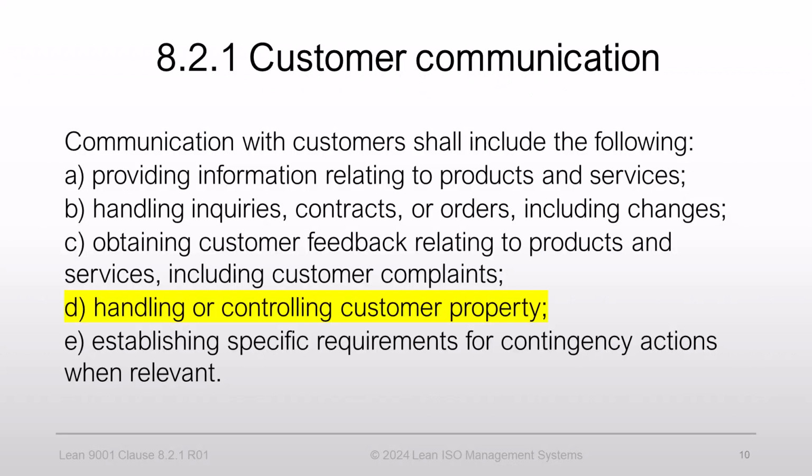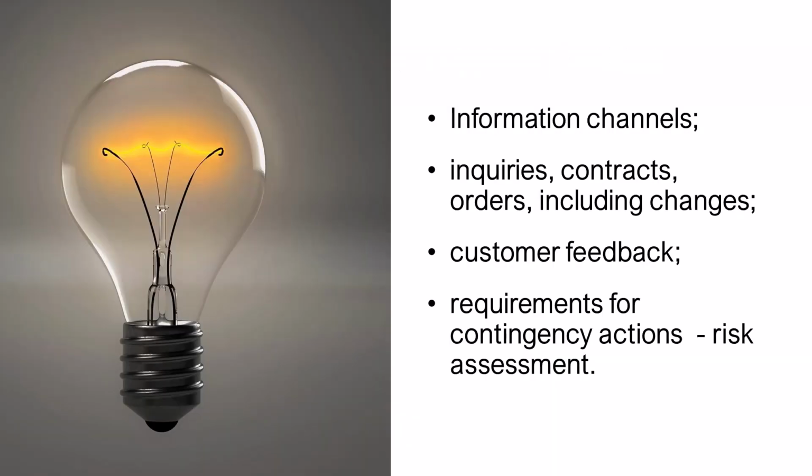A requirement to handle or control customer property is a duplicate, as in clause 8.5.3, which refers to property belonging to customers or external providers. So, let's skip it for now and discuss it later. The last point, E, is to establish specific requirements for contingency actions when relevant. In the risk assessment process, you may apply considerations for contingency planning using an FMEA tool we covered in previous videos. Let's summarize our discussion today.